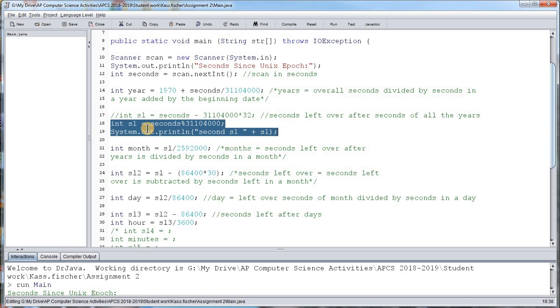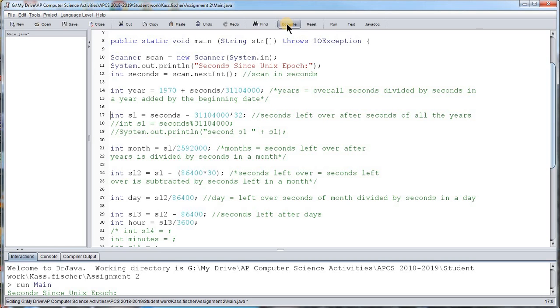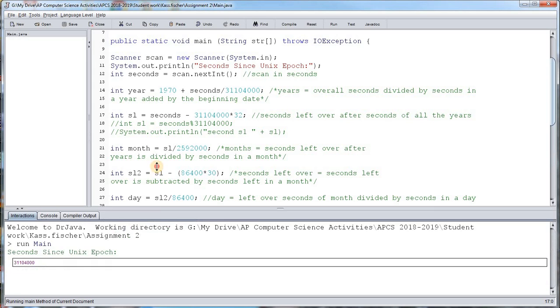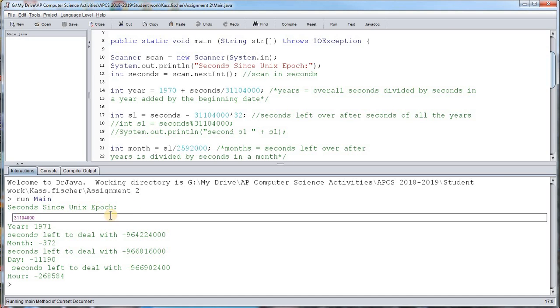But let me see if I can comment this stuff out here. Comment lines here. So how yours is going to work, if I compile this and run it, and if I put in the exact number of seconds in 1 year and run it, let me move this up. It's going to give me a vastly different answer. It does give me 1971. That part is correct, actually. But the number of seconds left to deal with is a negative number.